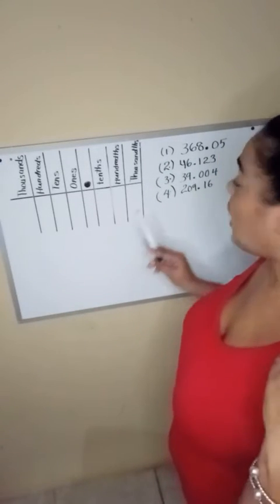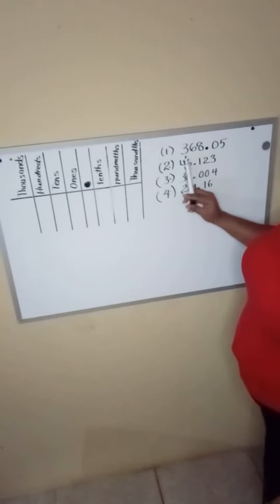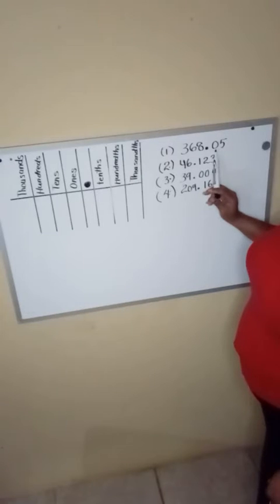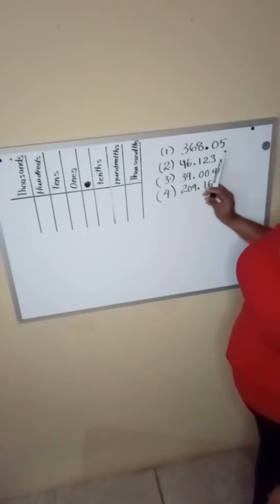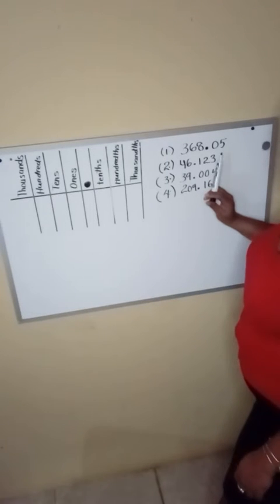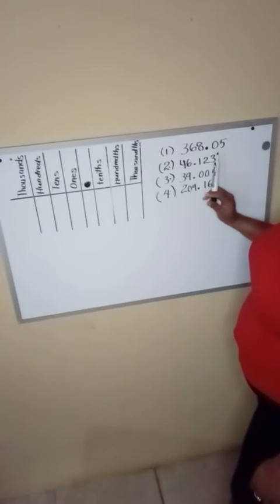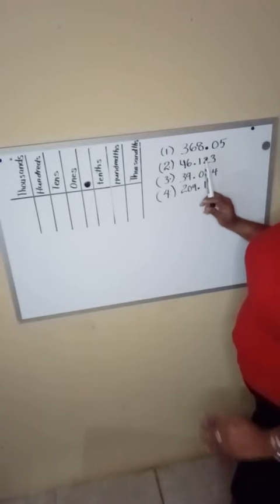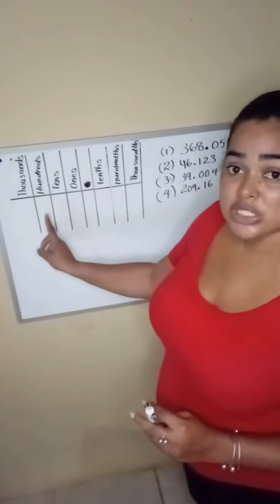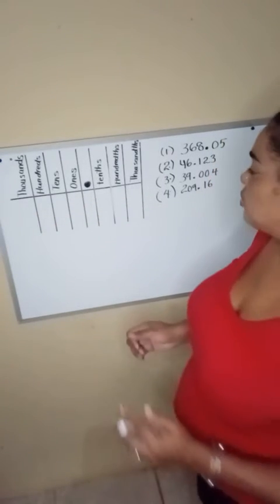Okay? Now, for number one, let's look at this number. We have 368, a decimal, and 05. We want to know how to read this number. Okay? The first thing we're going to do, we're going to read the left side. But before, let me insert it into this chart here to make it easier for you to read.